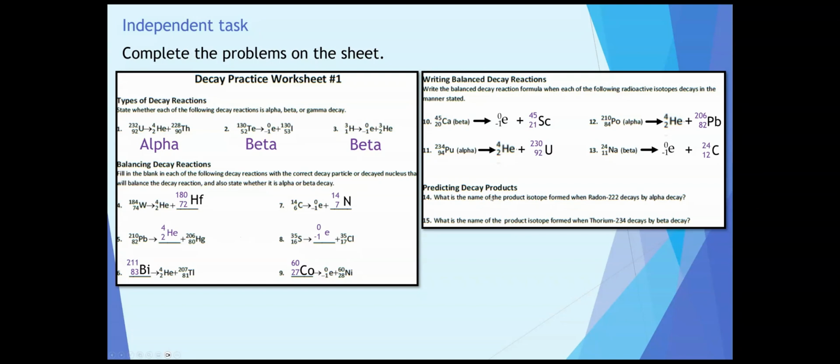Don't worry about these extension ones here. Again, we could look at a beta one. We know it's beta because it's a 0 and -1. 0 plus 14 gives us 14, and -1 plus 7 gives us 6.